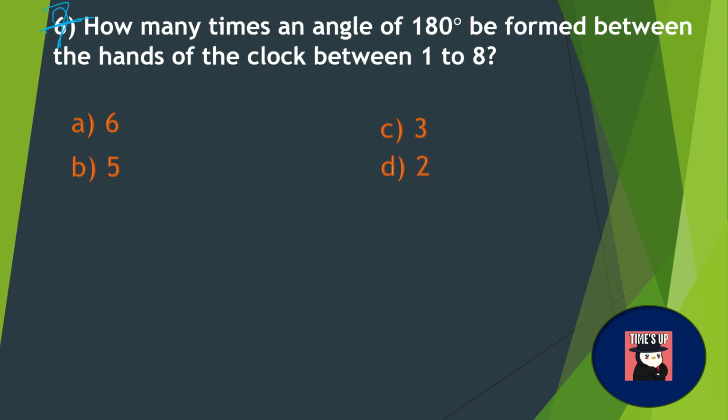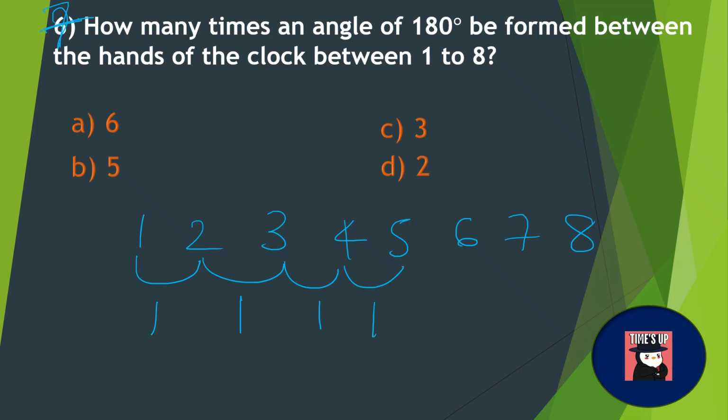Time up. 1 to 8: 1, 2, 3, 4, 5, 6, 7, 8. From 1 to 2, one time. 2 to 3, one time. Similarly like this. But from 5 to 6, a 180-degree angle is not formed. Then from 6 to 7, one time. 7 to 8, one time. That is 1, 2, 3, 4, 5, 6. The answer will be 6. That is option A.